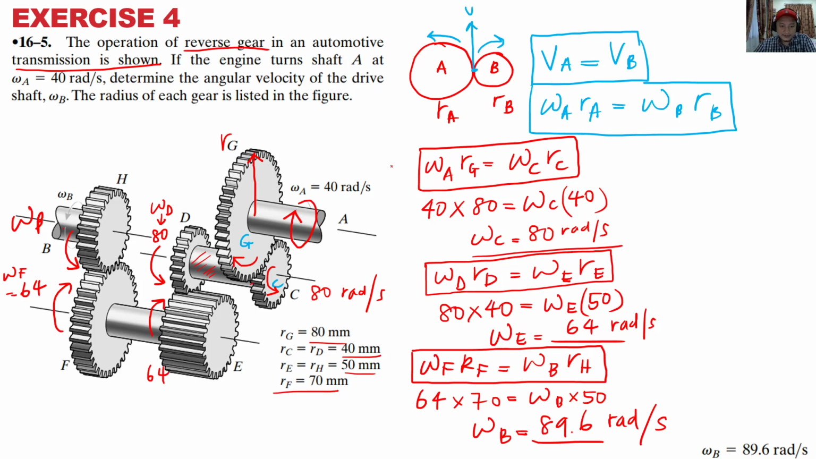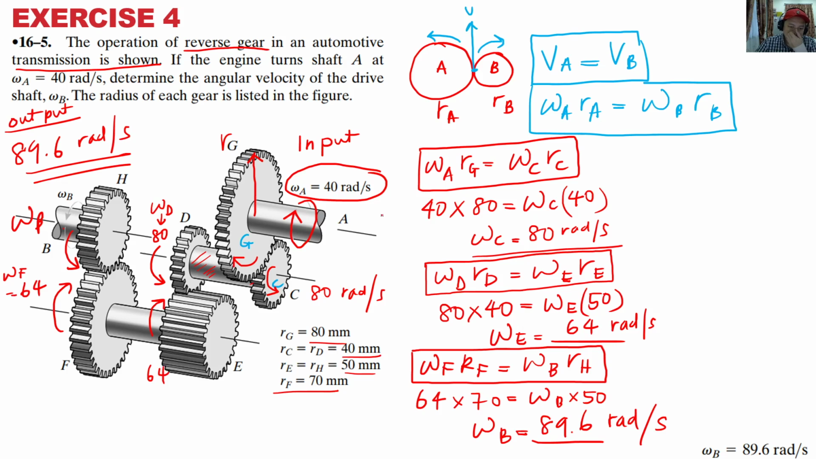Okay, so our input was 40 radian per second. Our output is 89.6 radian per second. So, okay, there you go.